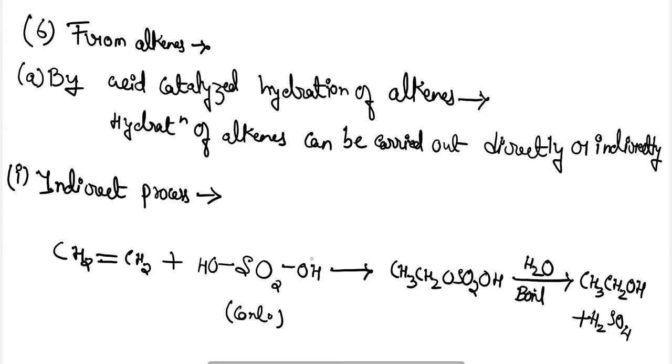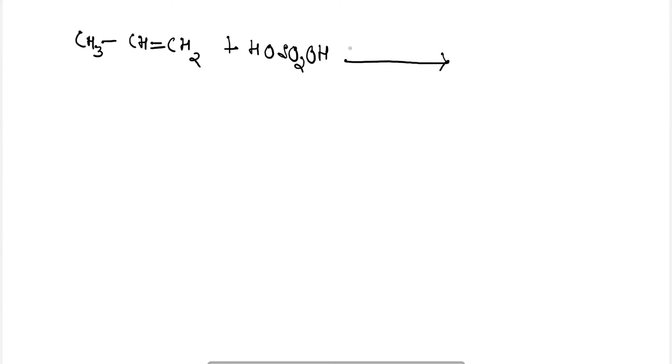But in the case of unsymmetrical alkenes, the addition of H2SO4 takes place in accordance with Markovnikov's rule. If I take an example here, propene, when we react it with sulfuric acid, then we follow Markovnikov's rule.